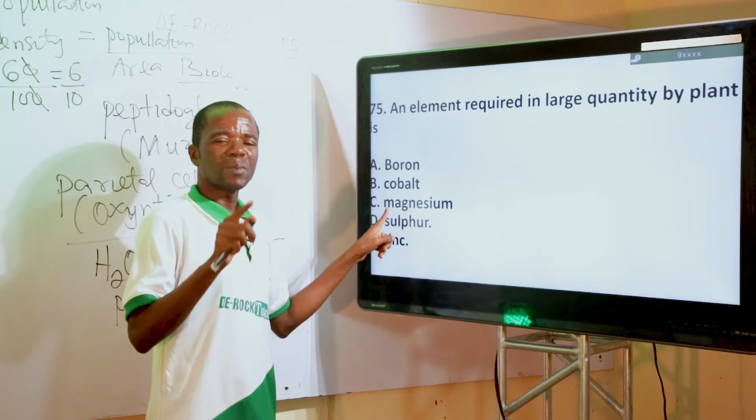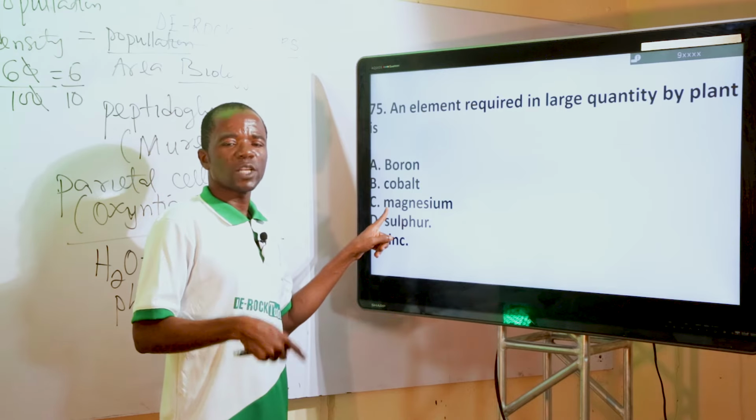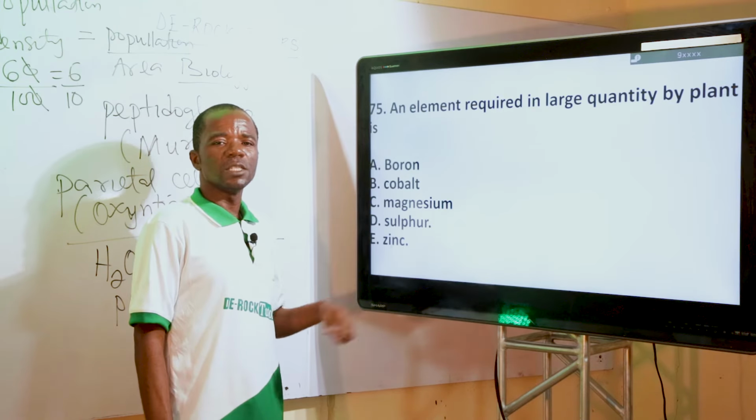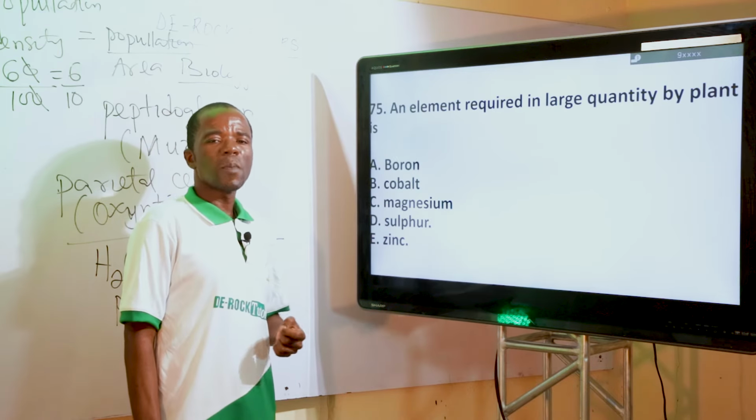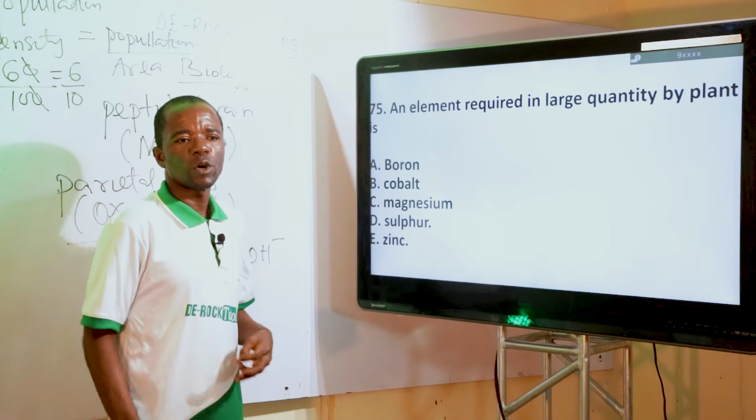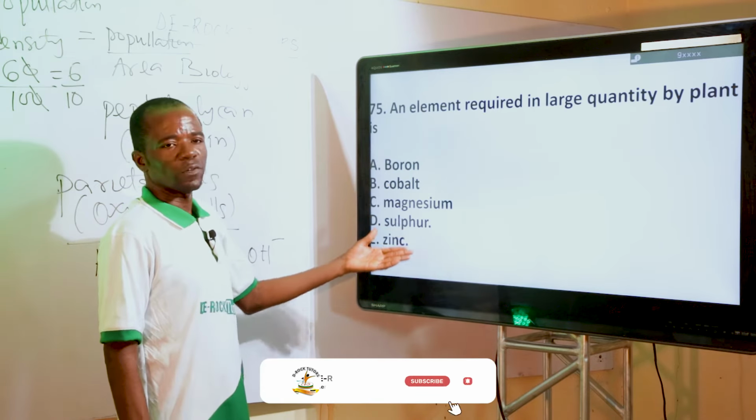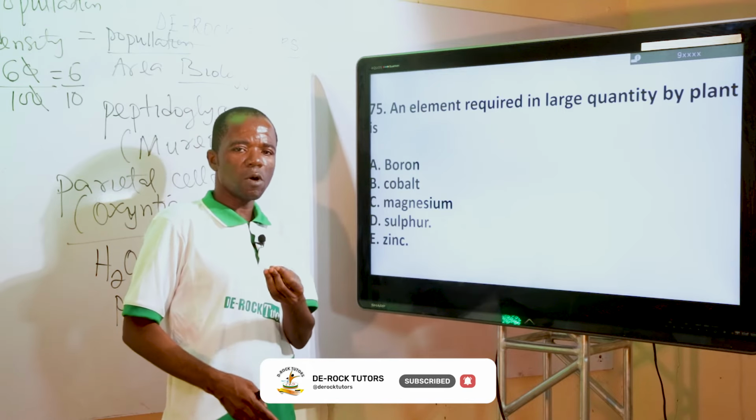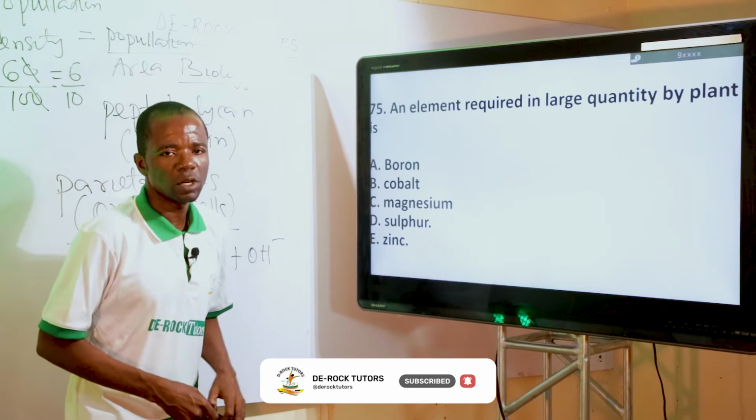Don't forget that magnesium is actually needed by plant for the manufacturing of chlorophyll. So the function of magnesium in plant is formation of chlorophyll. So magnesium is a macro mineral, carbon is a macro mineral, hydrogen is a macro mineral, and so on and so forth. Whereas boron, cobalt, sulfur, and zinc are micro minerals. They are only needed in minute or small amounts. So the correct answer once again for number 75 is option C.